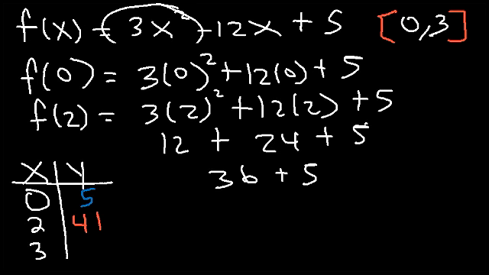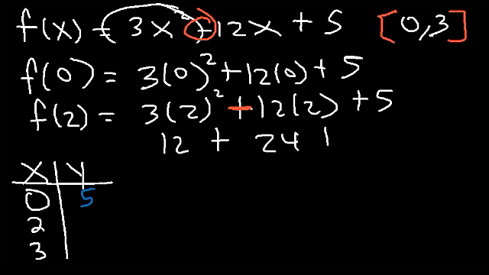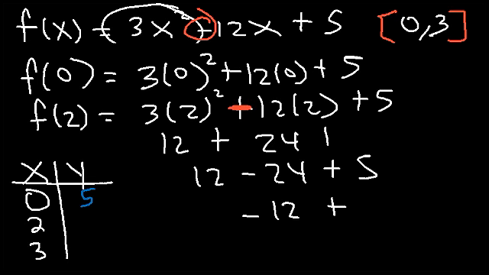You know what? I made a mistake. This is blocking the negative sign. This is negative 12x. So let's put a negative here. So it's going to be 12 minus 24 plus 5. 12 minus 24 is negative 12 plus 5. So that gives us a y value of negative 7. Because we knew that 2 was the local minimum, so it couldn't be 41. That was too high. It has to be a low value.